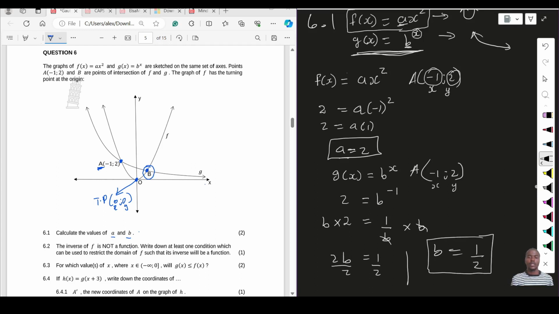Then how do we then mark this? The first thing is you getting a is equal to 2. The second thing is b is equal to 1 over 2. Then that's your 2 marks.